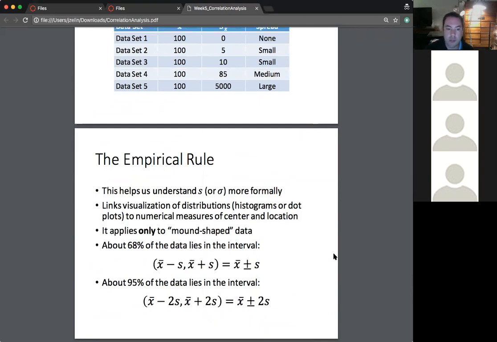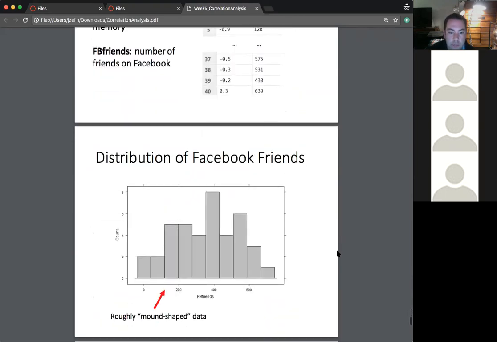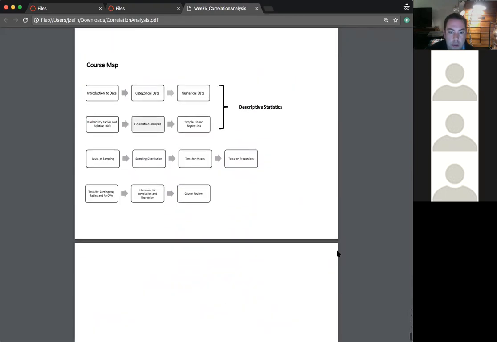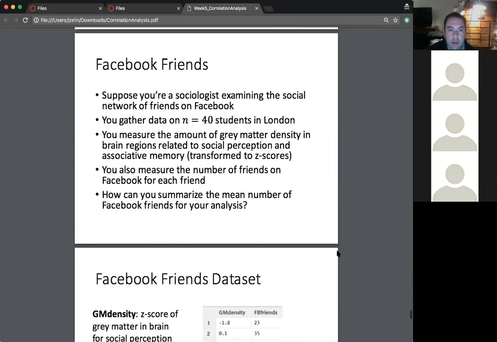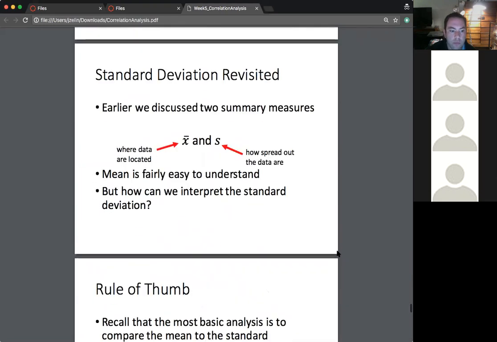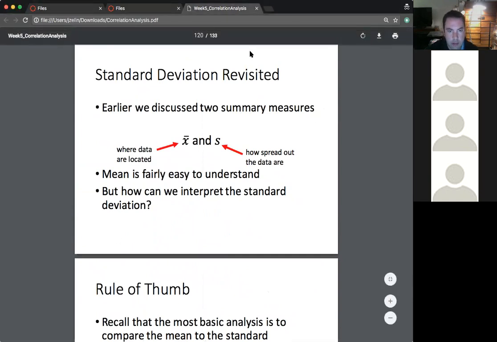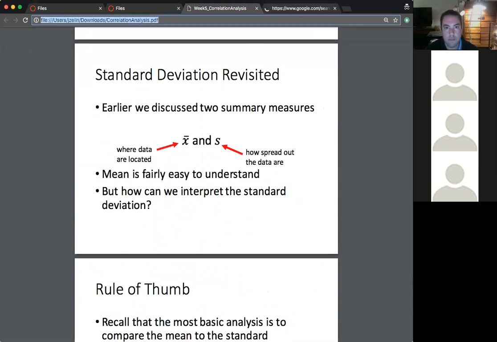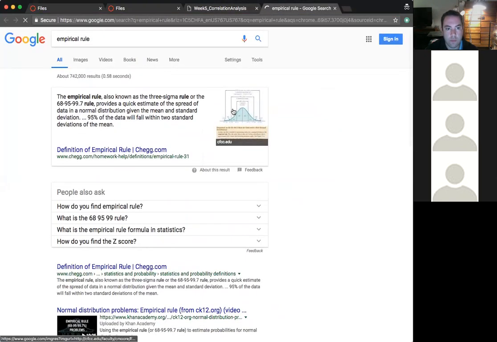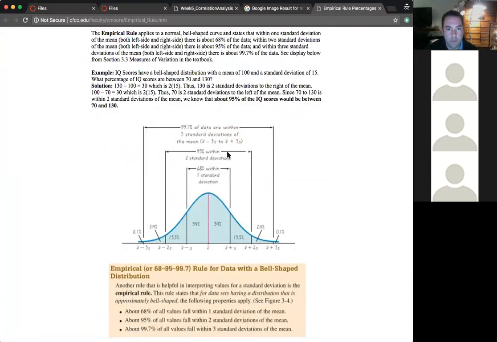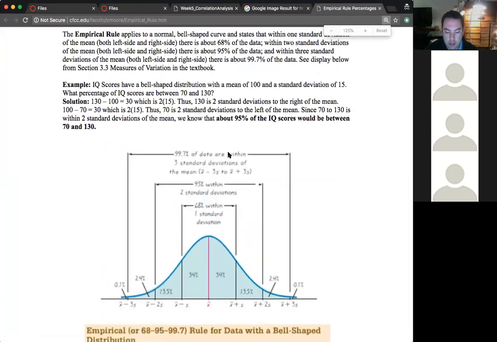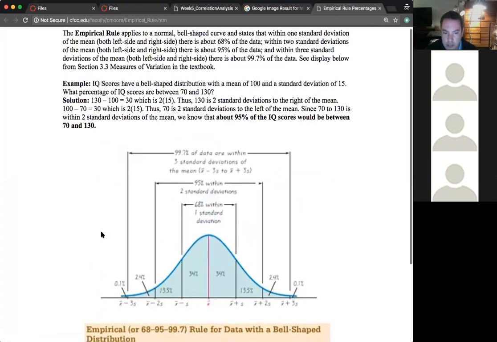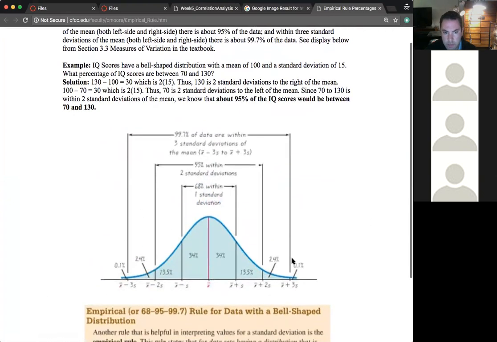Okay? So let me see if we have a figure here. Let me pull up a figure for us. So if we look here, this is the Gaussian distribution, that mound-shaped distribution.